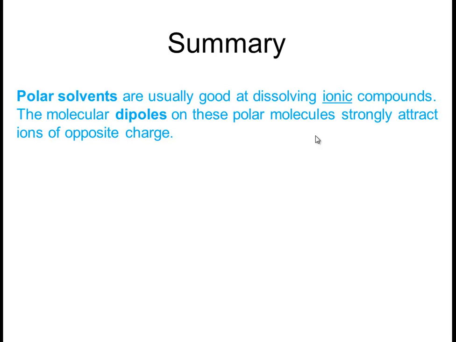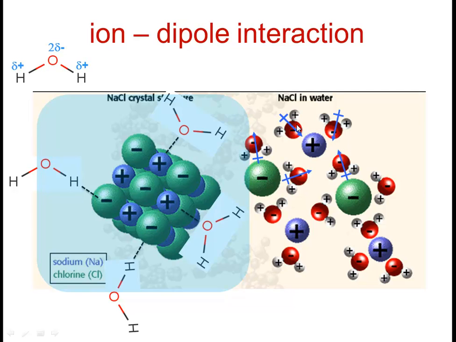Okay, so let's just back up a little bit and summarize. So we can say that polar solvents like water are usually good at dissolving ionic compounds. The dipoles on these polar molecules strongly attract ions of opposite charge. Okay, so if you follow that, that's ion-dipole interactions in a nutshell.